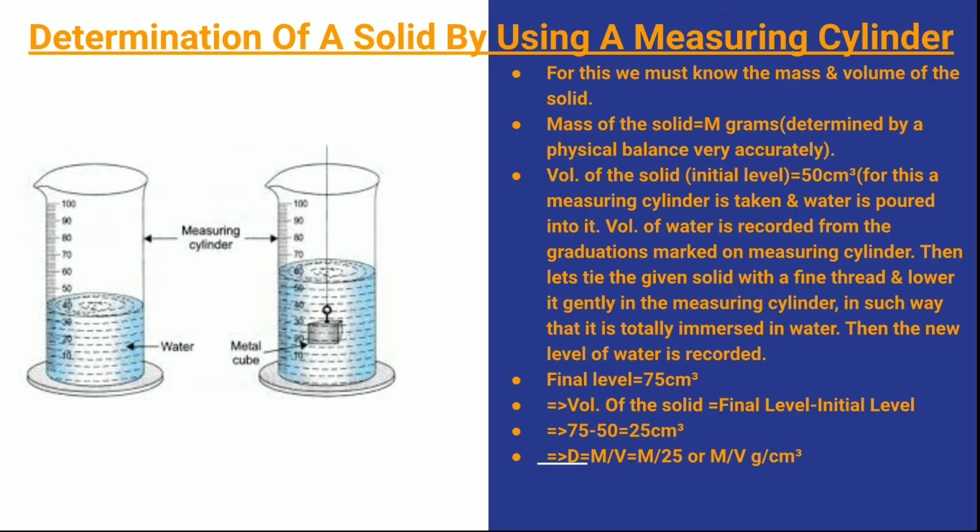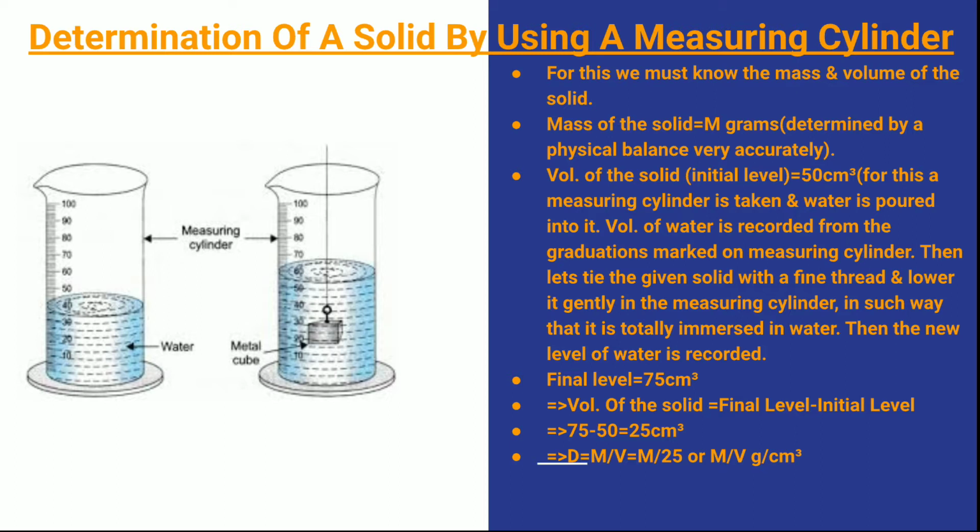Then for the volume, what do we do? We take a measuring cylinder, which is graduated, and pour some water in it. We note down the initial level of the water in the cylinder. Now we tie the solid with a string and drop it gently so that no water spills out.